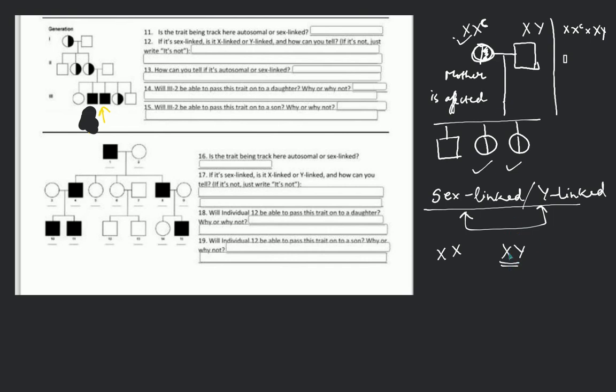Because, see, it's very easy, because the father is completely affected. So both the chromosomes are affected, so the trait will automatically get transferred to his children, be it a son or a daughter, both of them. So the answer to 15 is yes, because he's infected. Yes, that is correct.